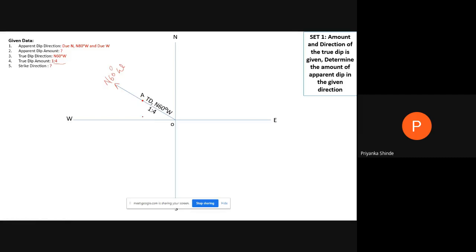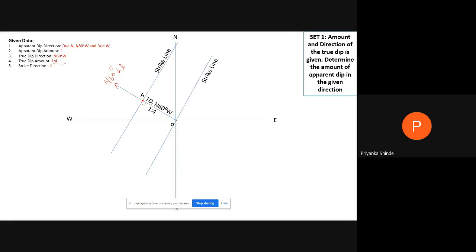We need to draw a straight line which is perpendicular to OA, because OA is our true dip. So true dip is always 90 degree to the strike. So we have to draw a perpendicular line to OA from point A. So this is the perpendicular line to OA, that is 90 degree. Now we will transfer that line. We will draw one more line here which is parallel to that straight line. That is the strike line.